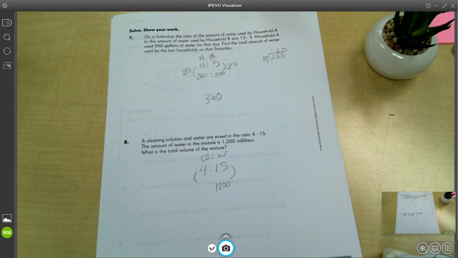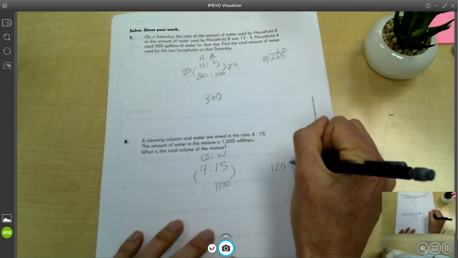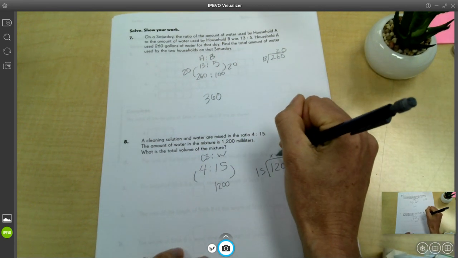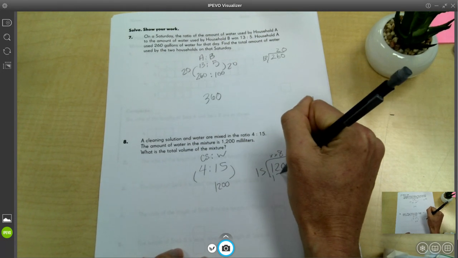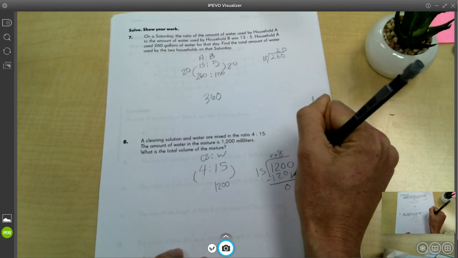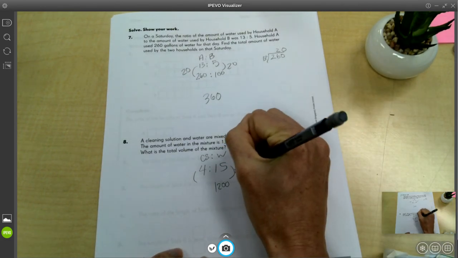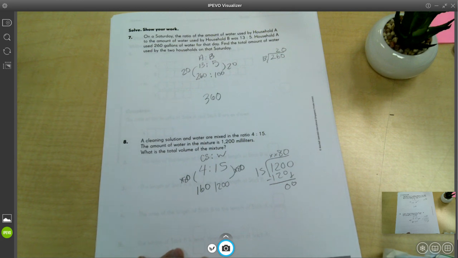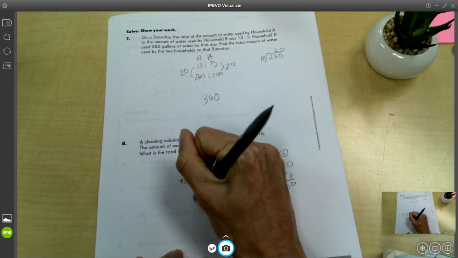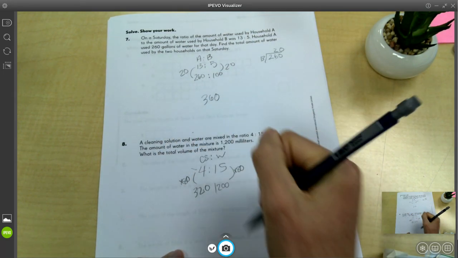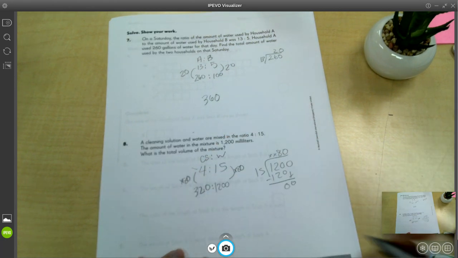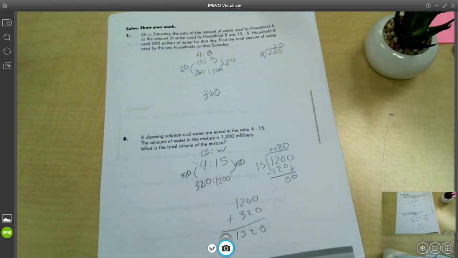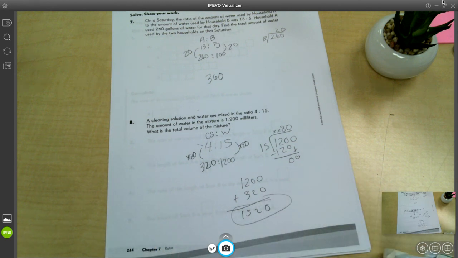So we have to figure out 1,200 divided by 15. 15 doesn't go into 1, doesn't go into 12, but goes into 120 8 times. 8 times 15 is 120. Subtract, bring down the 0. 15 goes into 0 zero times, so 80. So I multiplied by 80. 4 times 80 gives me 160. No, that's not right. Why would you guys let me do that? 4 times 80 gives me 320. 320 to 1,200. Add them together. 1,200 plus 320 is 1,520 milliliters total volume.